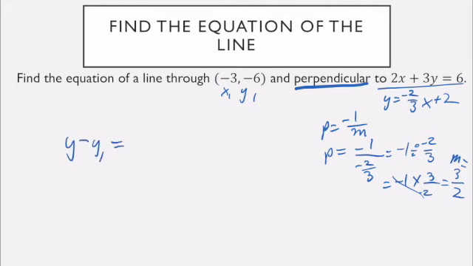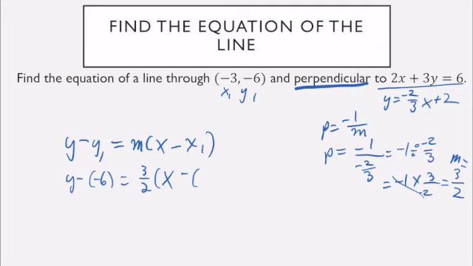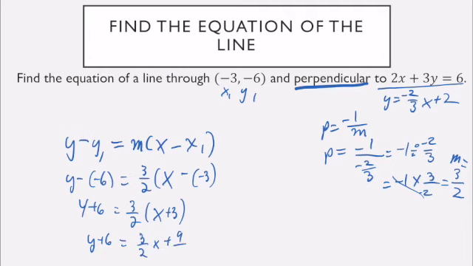So now I just substitute back in, right? There's lots of different ways we can use point slope form. So I have y minus a negative 6 equals 3/2 times x minus a negative 3. That leaves me with y plus 6 equals 3/2 times x plus 3. I can go ahead and multiply through. I have y plus 6 equals 3/2 x plus 9/2. I'm going to go ahead and subtract 6 from both sides.